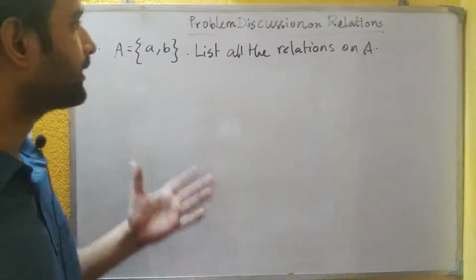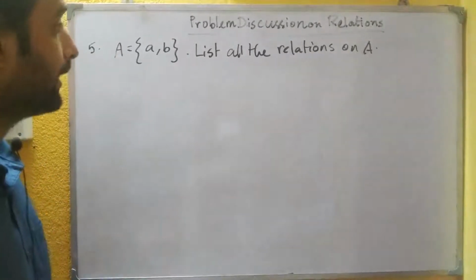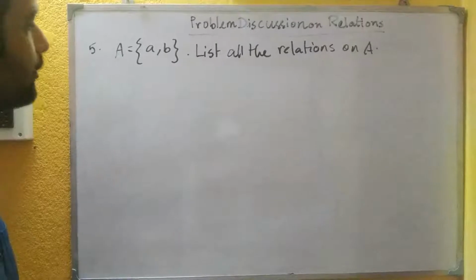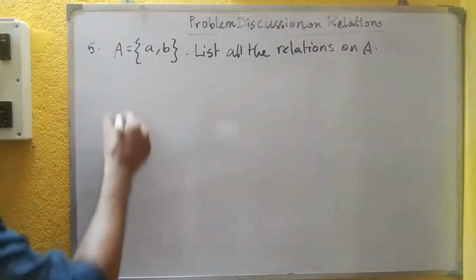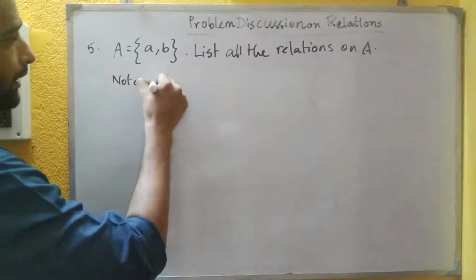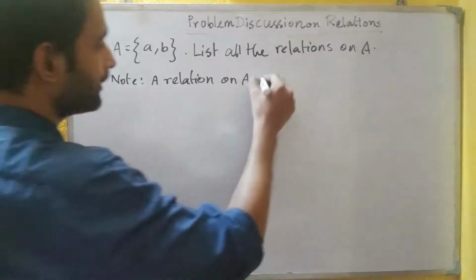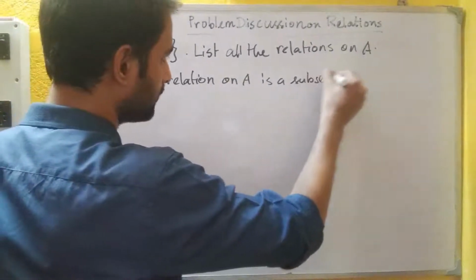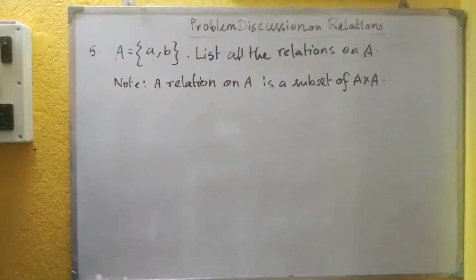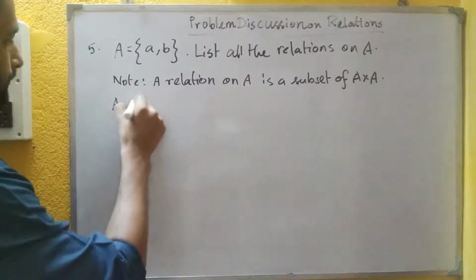Previously we have mentioned that a relation is a subset of the cross product, and here the relation is defined on the set A, so it should be a subset of A cross A. So first let us write the set A cross A. Also let us note the definition that a relation on A is a subset of A cross A. So if we can find the set A cross A, it will be easier to realize the relations on A.